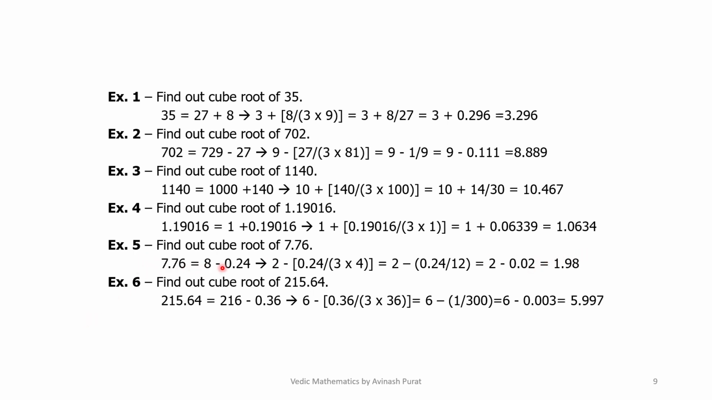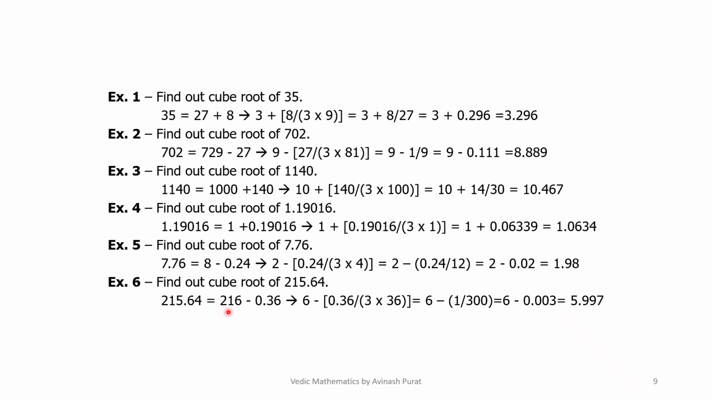Now fifth example: find the cube root of 7.76. 7.76 equals 8 minus 0.24, 8 being the cube of 2. So the cube root is 2 minus 0.24 divided by 3 into 2 square, 4, that is equal to 2 minus 0.24 divided by 12, that is equal to 2 minus 0.02, equal to 1.98.